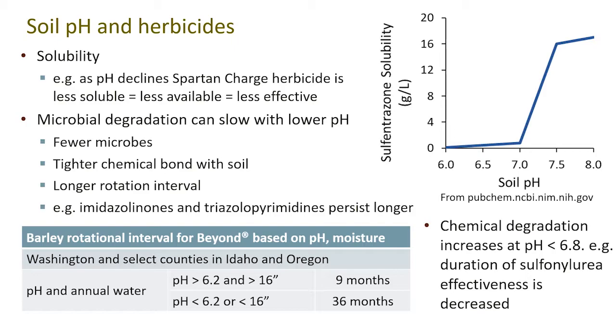So chemical degradation increases or changes at different pHs. Some degrade faster and some degrade slower as pH changes. So some herbicides become less effective at low pH.